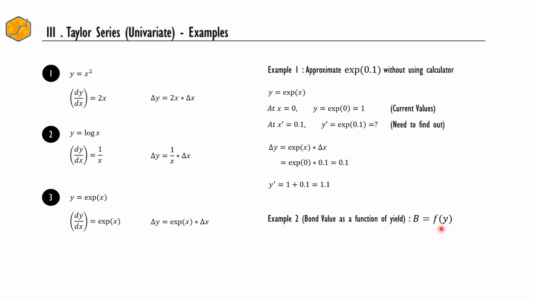So look at this. This is just an output. This is the input. Yield is the input. Bond price is the output. I can approximate the change in bond value when the yield changes by a little bit, using Taylor series. So we proceed like this. Delta V is the first derivative times delta Y.